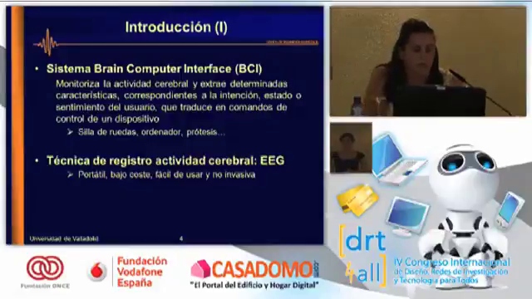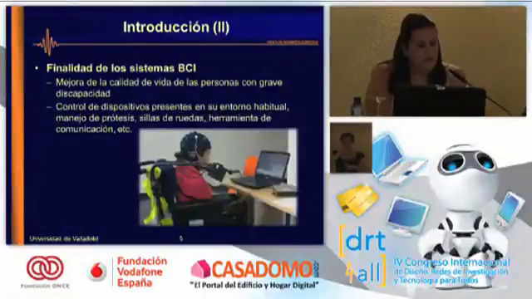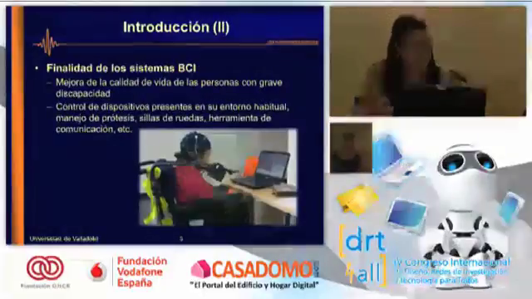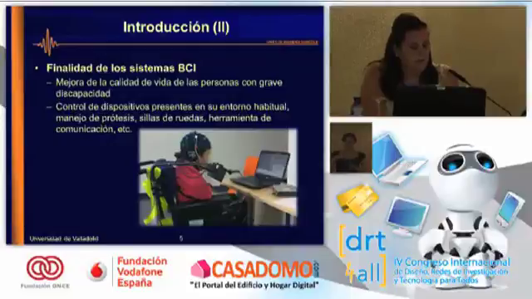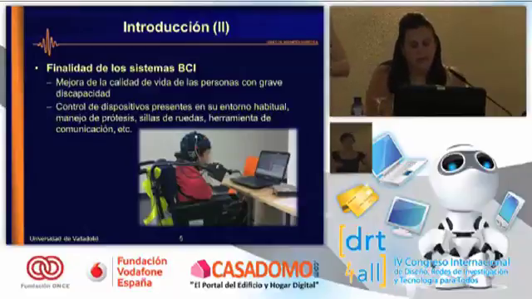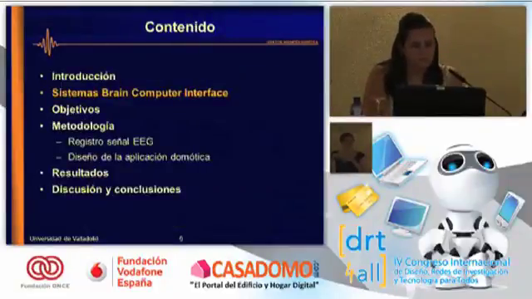Normally, the technique used to record brain activity is a brain scan, and it's non-invasive. It is aimed at improving the quality of life of people with severe disabilities, and it's been used to control domotics, such as the use of prostheses, control of wheelchairs, even different tools to facilitate communication between people.